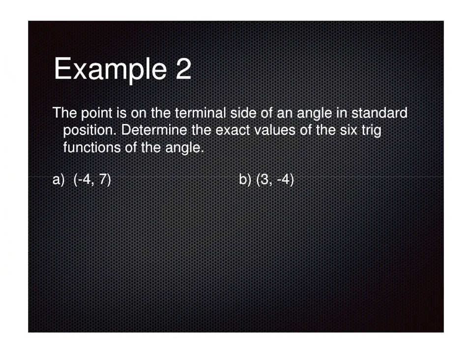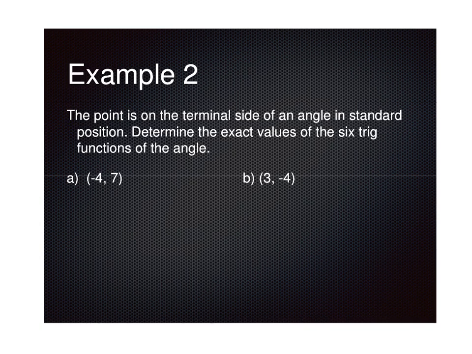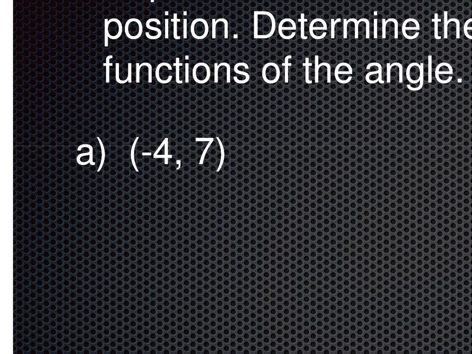All right. So on your test, this is how a question will be asked. Guys, pay attention. Point on a terminal side, blah, blah. Find the 6 trig functions. The first thing I suggest that you do is draw a quick little picture. Where is the point negative 4, 7? What quadrant? Second quadrant. It's somewhere here.